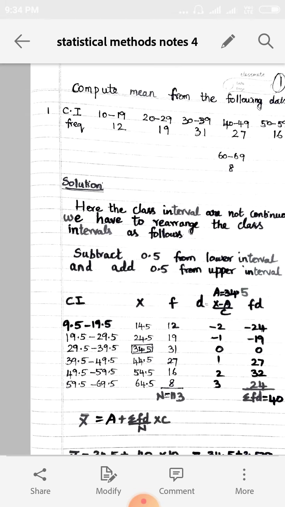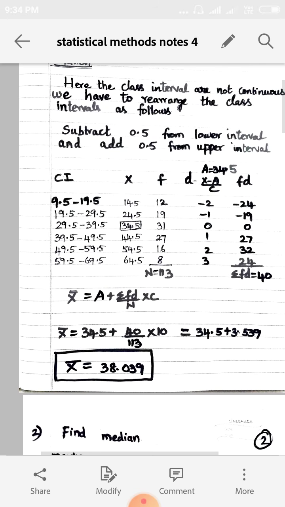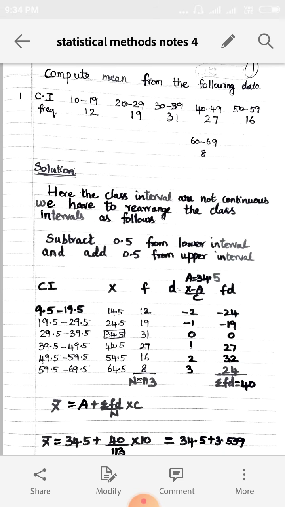So here the problem is to compute the mean. What's the formula for arithmetic mean in continuous type? X bar is equal to A plus summation FD by capital N into C. So substituting all the values, we get the answer as 38.039. Clear girls? So this is the same arithmetic mean problem.